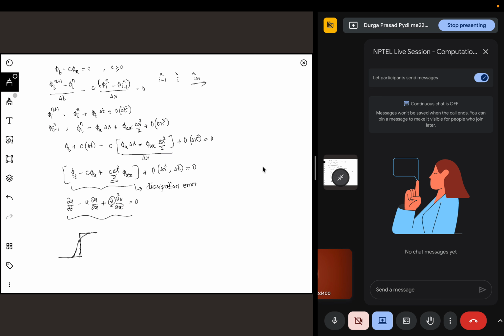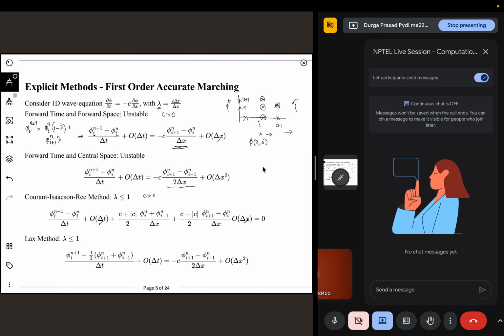Then comes the next method, called the Lax method. Here, instead of using first order in space, we are again using second order in space. And then we are doing one more trick here. If you compare this one and this one, the only difference you see is that for phi^n, we are now using an average value of phi at i plus 1 and i minus 1.